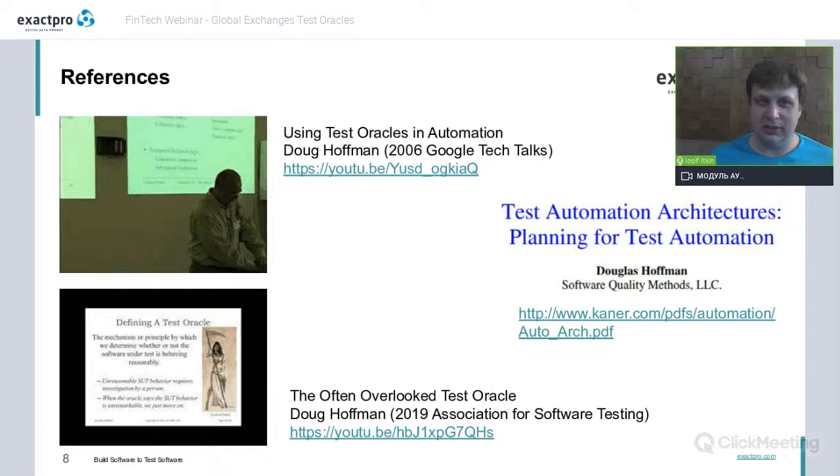After that, I would recommend watching another video that was recorded in 2006 as a part of Google Tech Talks, Using Test Oracles in Automation. The reason I recommend watching them in this sequence is that the one from 2006 is more raw, and the 2019 version is more refined. So it would be easier and better for you to first look at the newer version and then go and look at the roots. It is very interesting and fascinating. And also, you can check the questions that were asked by Googlers on test oracles. I find it personally very interesting.